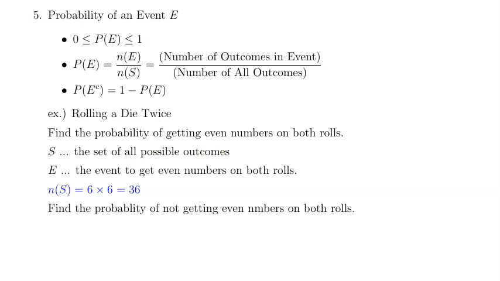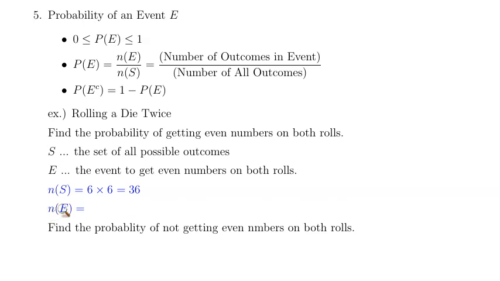So we got that. All we need now is the number of outcomes in this particular event, getting even numbers on both rolls. This is just as easy. To find the number of outcomes in the event E, first you have to get an even number. There are only 3 even numbers: 2, 4, and 6. So you have 3 possibilities, and the same on the second roll, so it's going to be 3 times 3, which is 9.